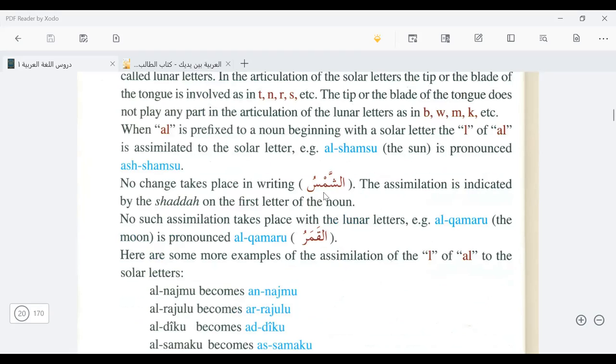Shadda is like the W on top of the shin. So whenever you see this in a noun, you should not pronounce the lam. You should not say al-shamsu. You should say ash-shamsu. Okay. You will continue.